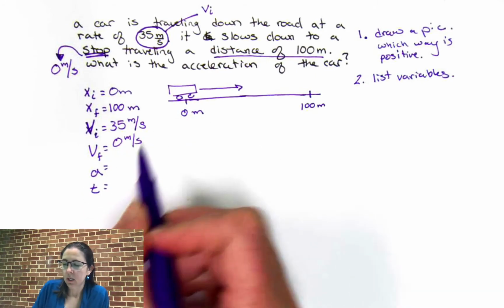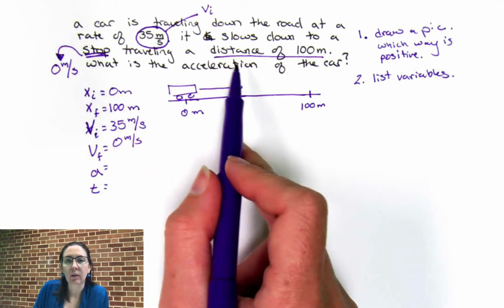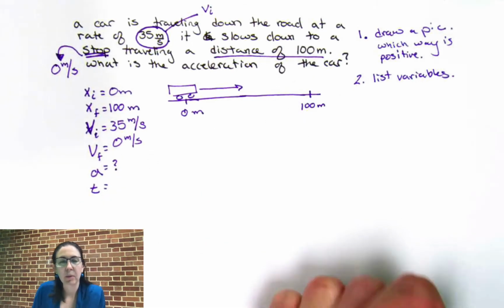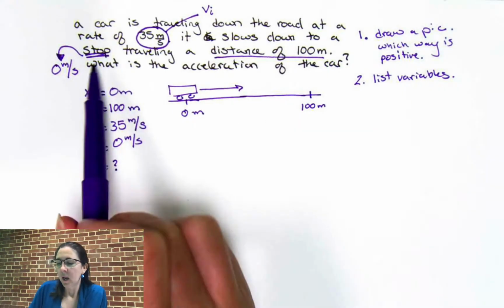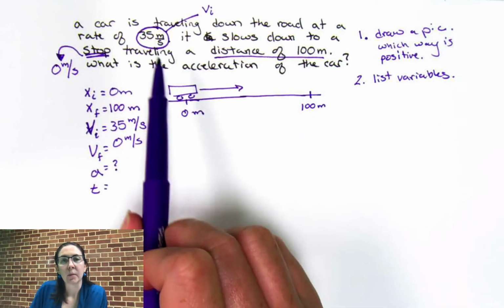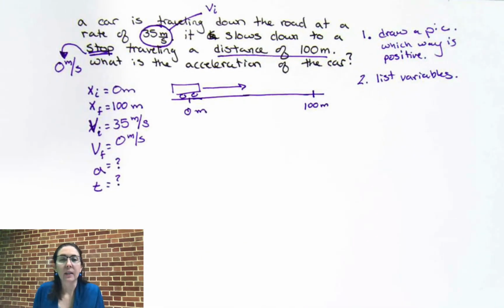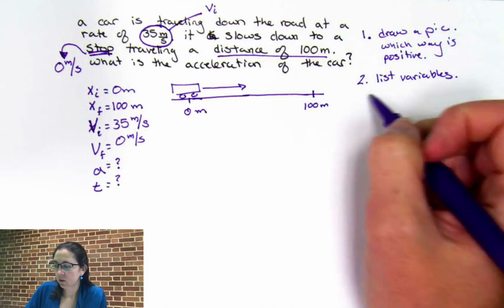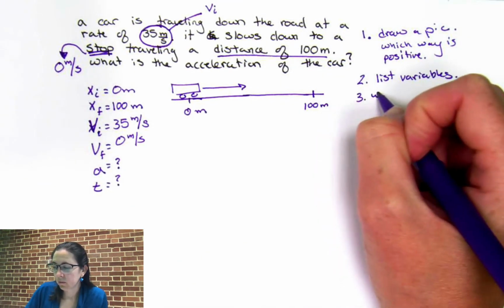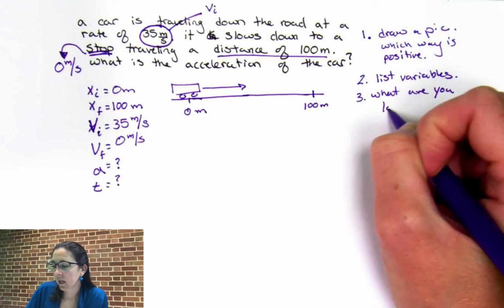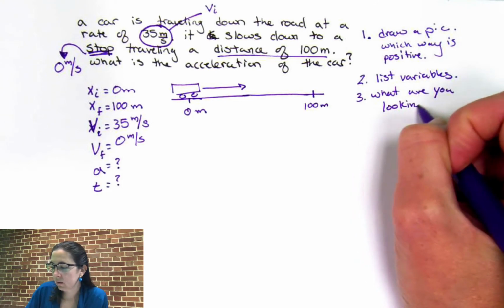In this question, it's asking what is the acceleration of the car? And so I don't know that. I'm going to put a question mark there. Nowhere in this problem does it tell me about time either. So I'm going to put a question mark at time. And the next thing, after listing your variables: what are you looking for? Identify what you want.